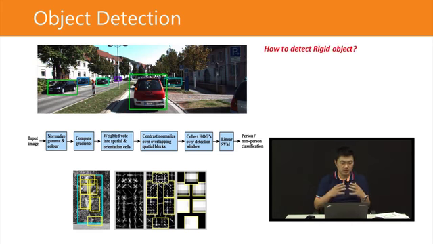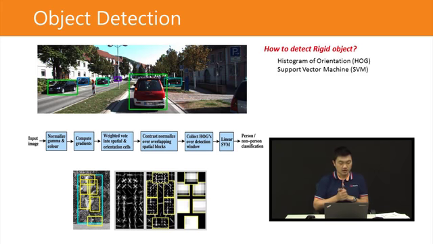The first one is how to detect a rigid object, such as a car in front of you. One promising way using a traditional machine learning method is called HOG plus SVM. HOG means histogram of oriented gradients. It's a way to extract features from an image. And then based on the feature points you extracted from the image, you do a classification to determine whether it's a car in front of you or something else.